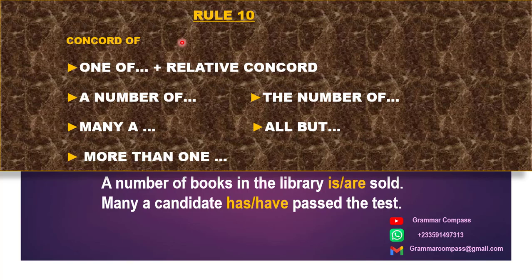Rule number 10. We are going to look at the verbs to select when we encounter these phrases in the subject position: one of, a number of, the number of, many a, all but, more than one. Let's delve straight into the lesson. If you have one of in the subject position, which verb do you select?